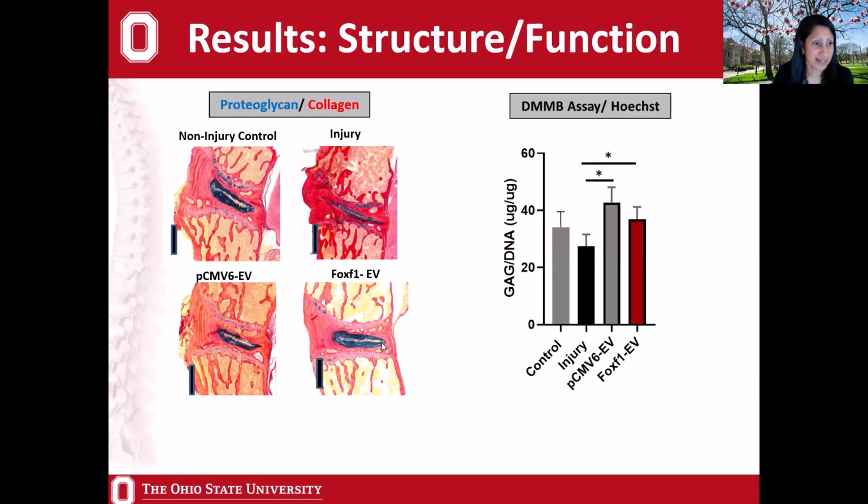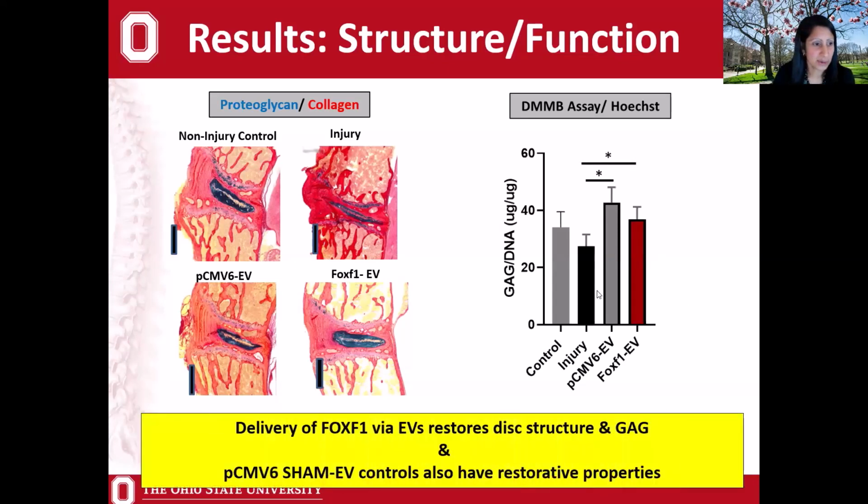We then quantified the amount of proteoglycan using the DMMB assay, and we see an increase in proteoglycan with FOXF1. And interestingly, we saw here an increase as well with our sham EV group. So it seems like the sham EVs also had some restorative effects.